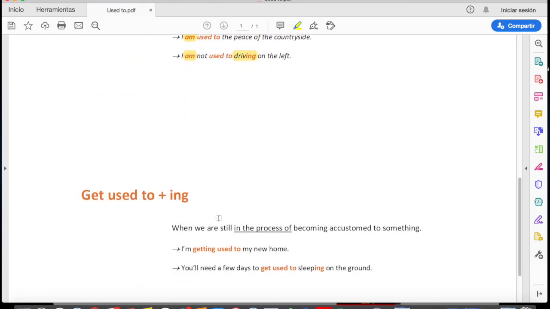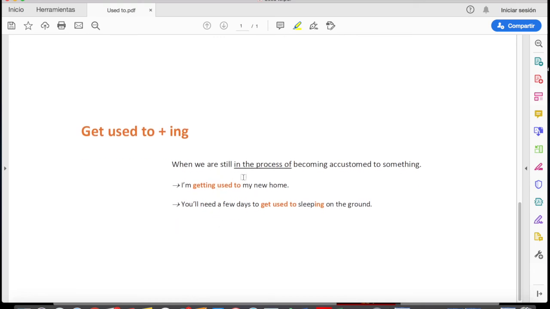That's quite simple, really. And then finally we have get used to plus ing. Get used to is different from be used to. Be used to is to be accustomed to something. To get used to is to be in the process of getting or becoming accustomed. Okay. So get used to indicates a process. Be used to indicates a situation. Okay. So here we're talking about a process.